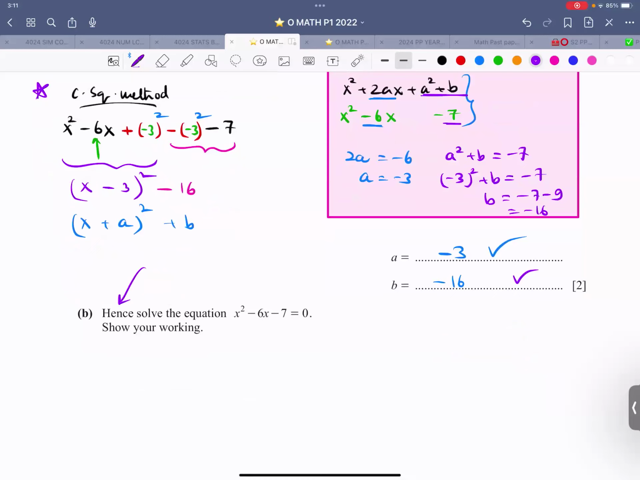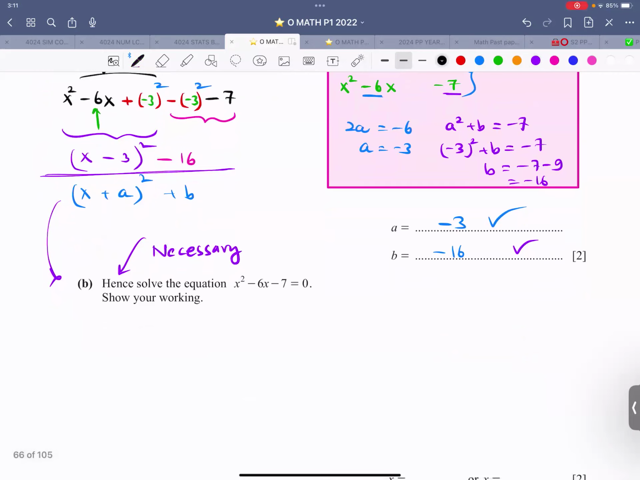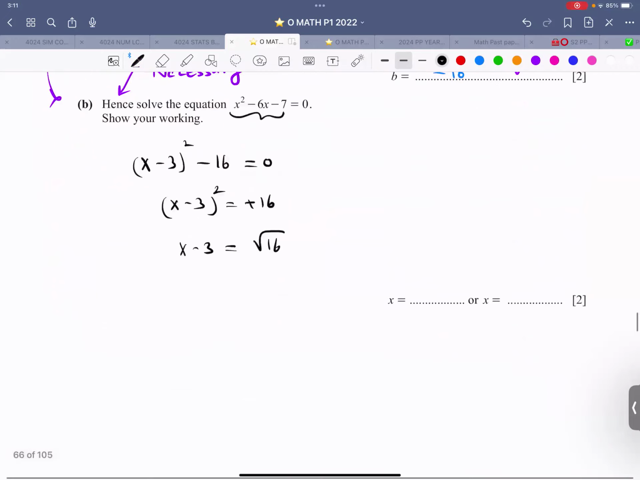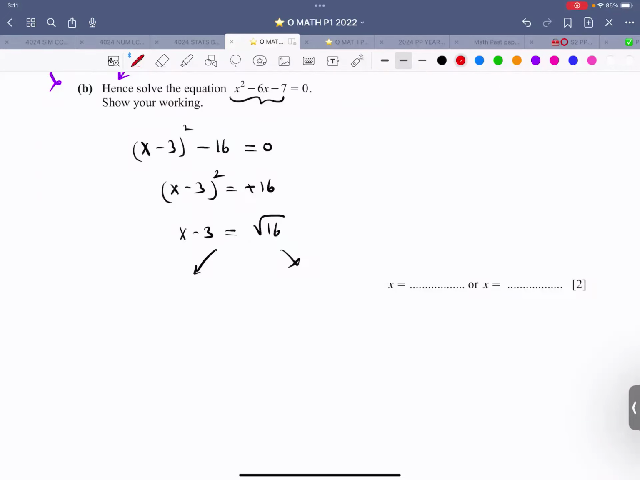Hence, now it is necessary that we use this format for this particular part. So we will write x -3 whole square minus 16 equals to 0, because this thing is this. Therefore, x -3 whole square is +16. X -3 is square root of 16. Two options are there. The first option, x -3 is +4. The second option, x -3 is -4.